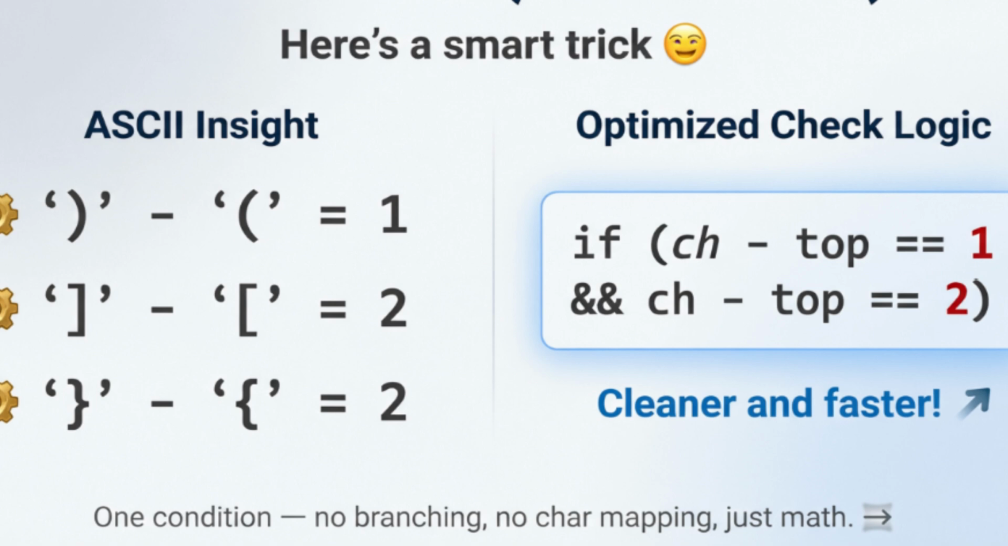Ready for a pro move? Instead of writing 3 big conditions, use ASCII values. Did you know? Close round bracket minus open round bracket equals 1. Close square bracket minus open square bracket equals 2. Close curly brace minus open curly brace equals 2. So instead of checking each pair, just compute ch minus top. If it's 1 or 2, match. Replace those 3 lines with: if ch minus top is not equal to 1 and not equal to 2, return false. Cleaner, faster, smarter. Impress your interviewer.